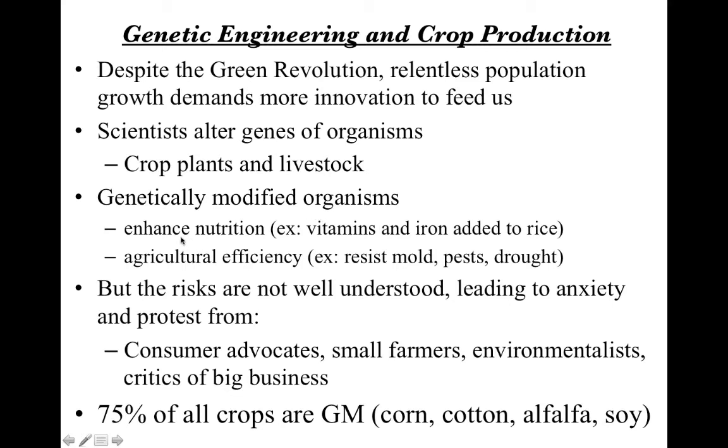Genetically modified organisms, GMOs, can enhance nutrition, so they can actually genetically modify a plant to grow vitamins or even iron that's added to rice. It makes agriculture more efficient.